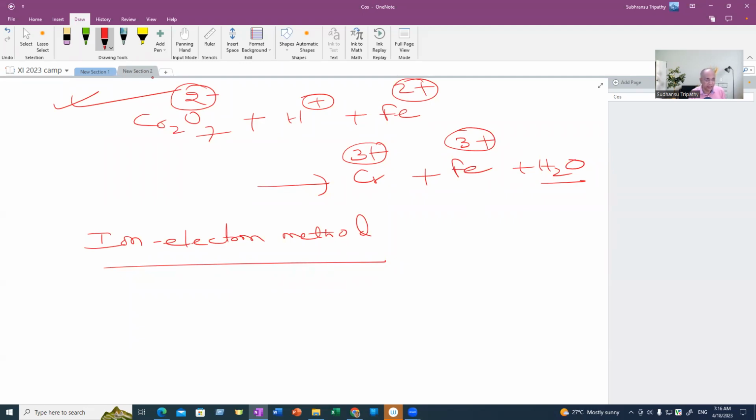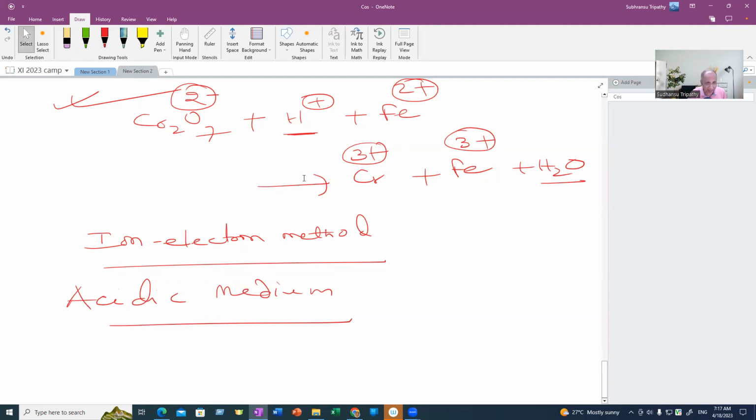Now we have to study under two headings. Acidic medium, because if you look at the equation you will find that this has been done in acidic medium, because H plus ion is there in any one of the sides. Either it may occur in the left side or the right side, and by inspection you'll find yes, this is happening in acidic medium.